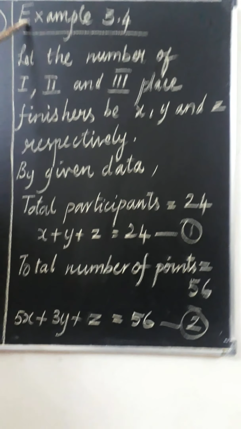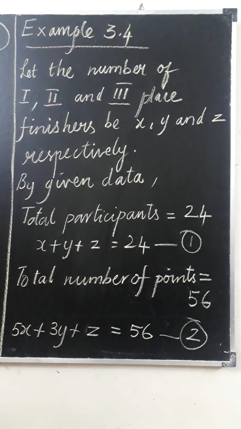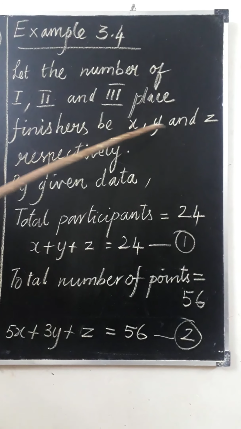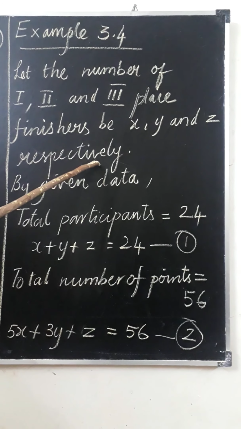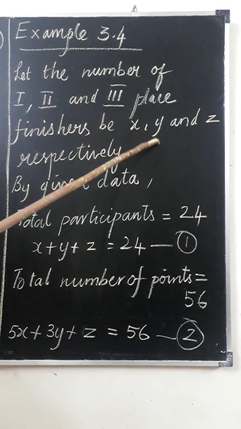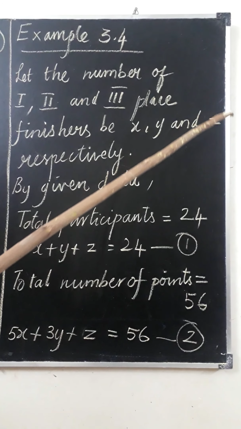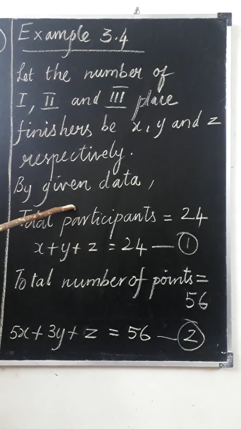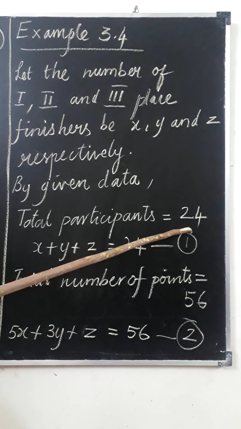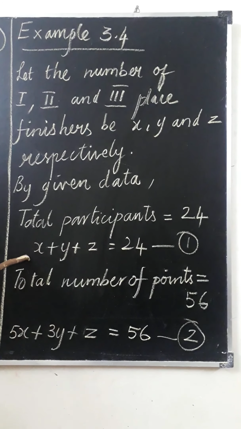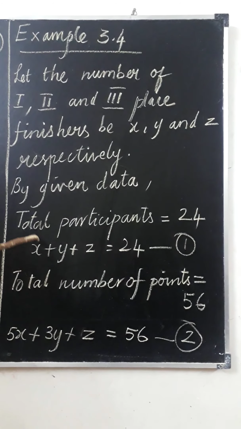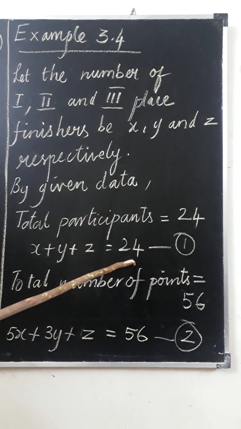Let us solve example 3.4. Let the number of first, second and third place finishes be x, y and z respectively. Respectively means in order. That is, number of first place finishes x, second place finishes y and third place finishes z. Then by the given data let us form the equations. Total number of participants is given as 24. So number of participants in the first place x and then second place y, third place z. When we add them up, x plus y plus z is equal to 24.